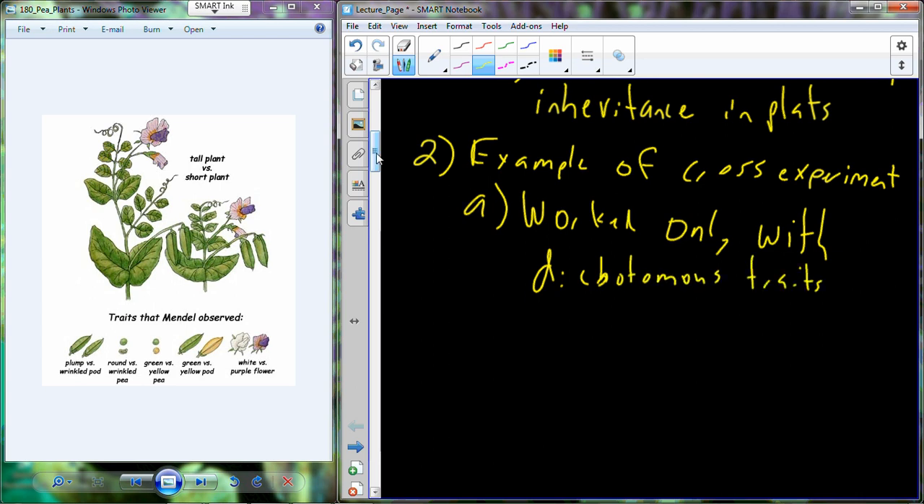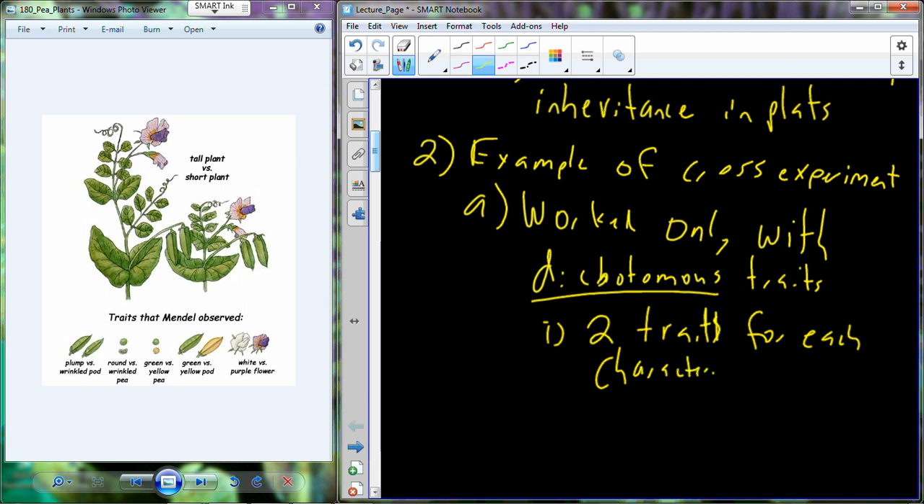What that means, the term dichotomous, is that for each trait there are only really two options. In other words, it was a white flower and a purple flower, and not white and pink and red and green and yellow and black and purple, but just white and purple. There wasn't a bunch of different colors for the characteristic of flower color, but just two options.